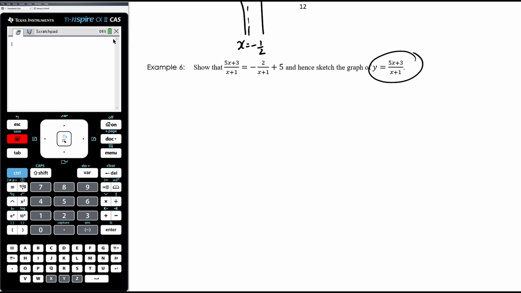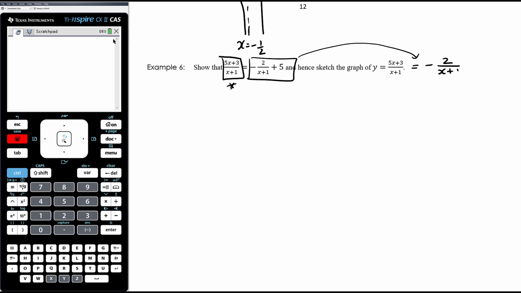Now this actually is a hyperbola, but it's not in the nice standard form where we can see the transformations. So we want to focus on rewriting it in a different form. The first part of this question is asking us to show that this expression is the same as this expression. And so when we're trying to sketch the graph of y equals this, we know that that's the same as sketching the graph of y equals this, which is going to be easier to sketch.